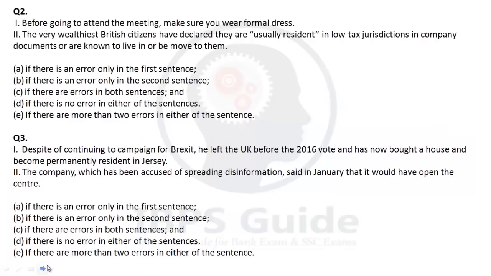Let's move to question number 2. Before going to attend the meeting, make sure you wear formal dress. Second sentence: the very wealthiest British citizens have declared they are usually residents in low tax jurisdictions in company documents or are known to live in or be moved to them.